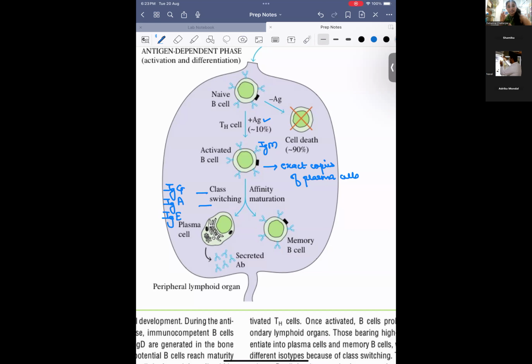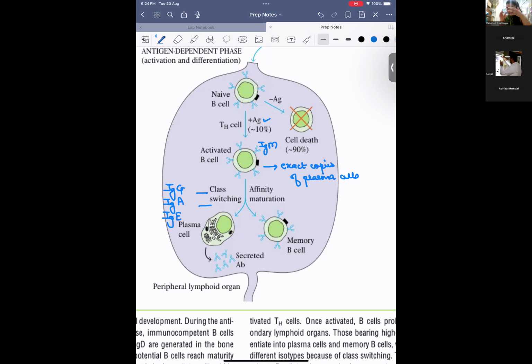Now, into which type this class switching happens is determined by the constitution of the cytokines present in the vicinity of this activated B cell. We'll come to that part sometime later in the discussion, to which type this happens and which cytokine determines what. There's a very nice schematic and it's something that you need to just remember.